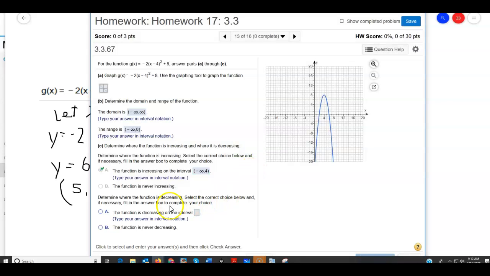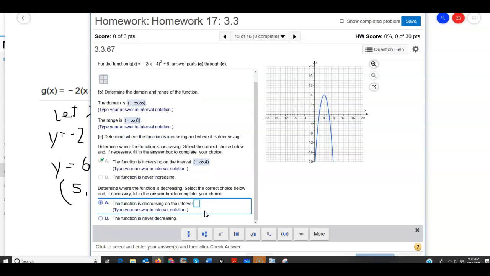And then for where is the function decreasing? Well, after it reaches 4, so we start at 4, remember we're always moving left to right, from 4 all the way to the right, this function is going down. So it's going to be to positive infinity there.